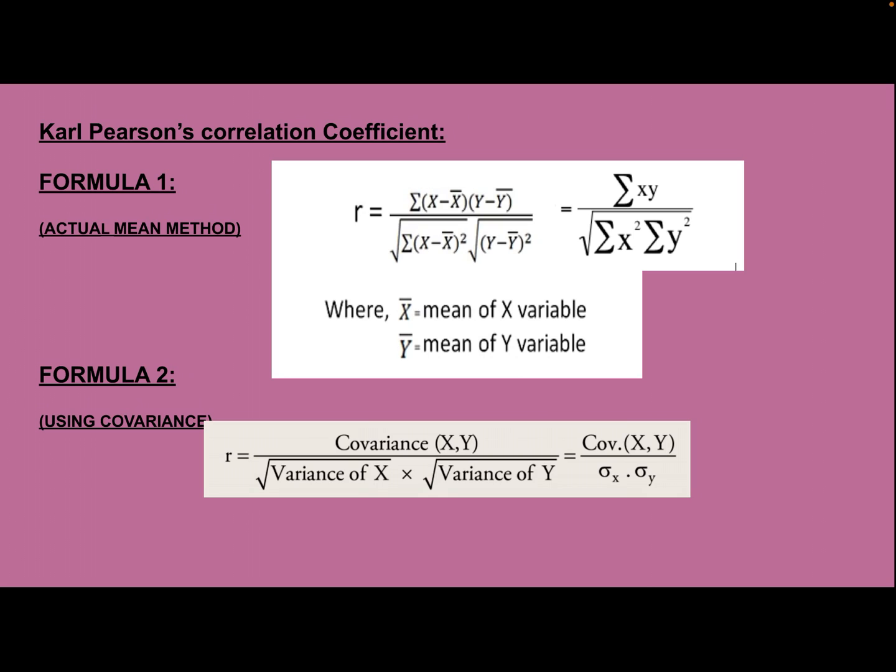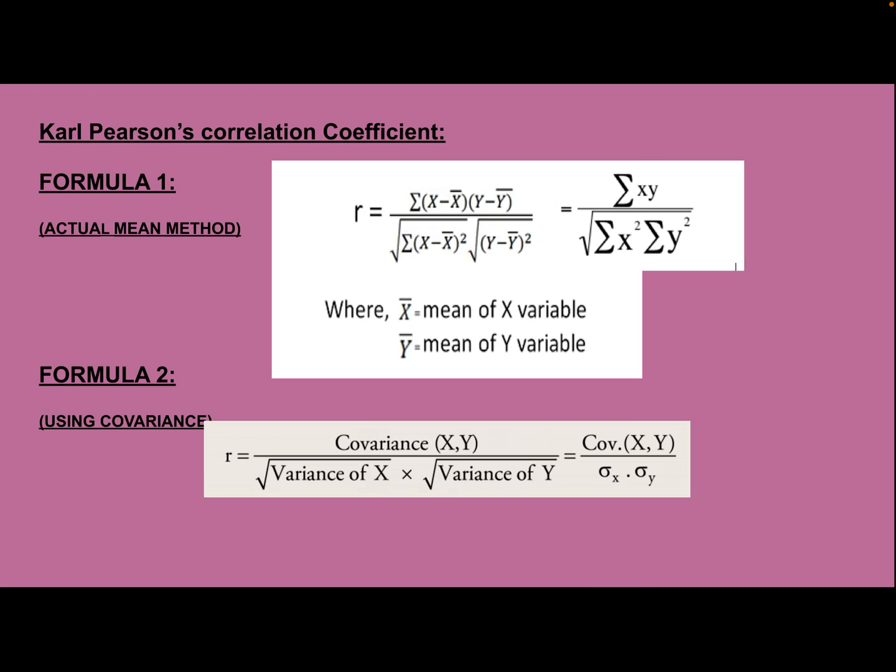Let's come to the first formula, which is actual mean method. As you can see, r is equal to sigma x minus x bar into y minus y bar. This x bar and y bar are the actual means, divided by under root of sigma x minus x bar whole square and under root of sigma y minus y bar whole square.